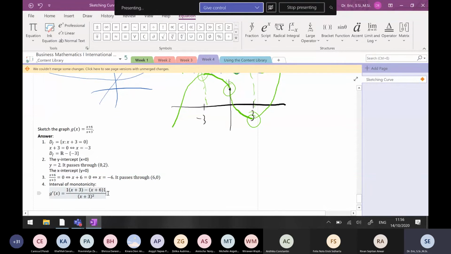So I can simplify this, and you have x plus 3 minus x minus 6, over x plus 3 squared.